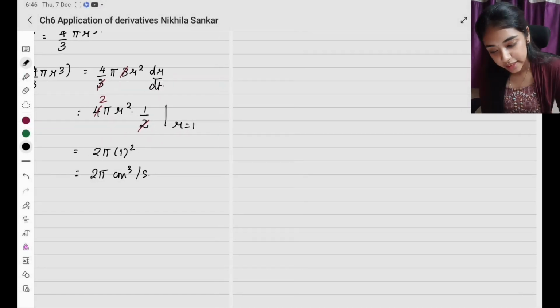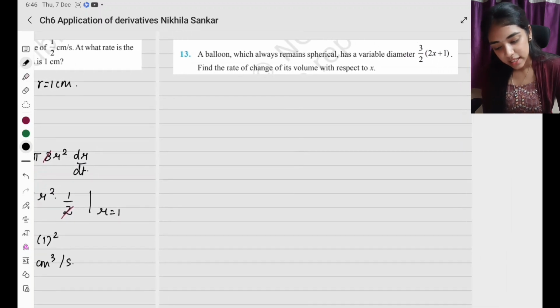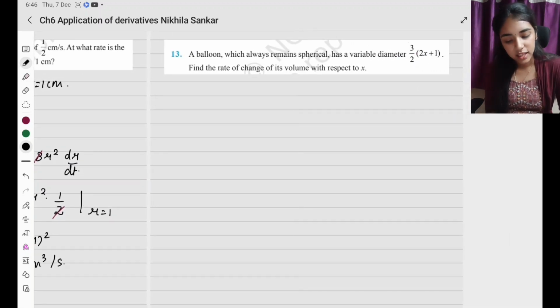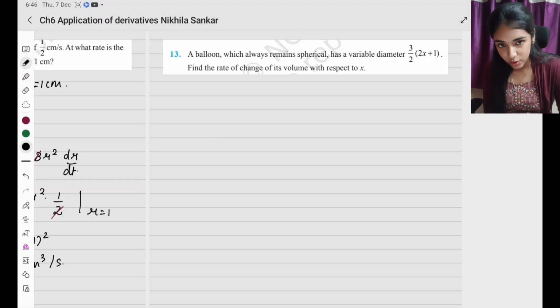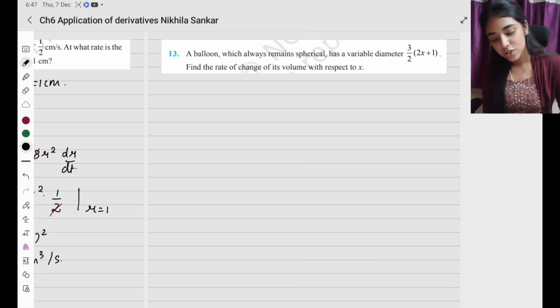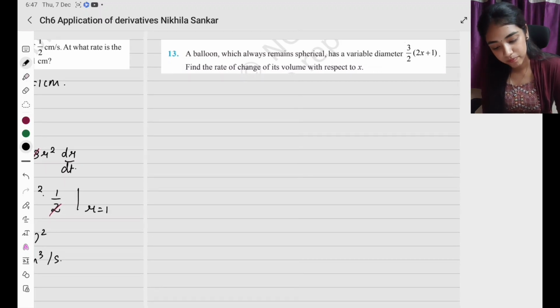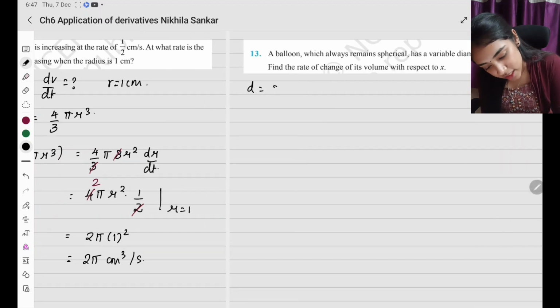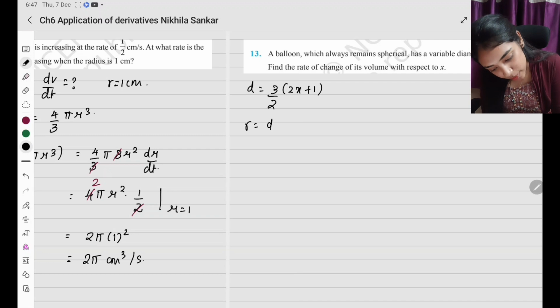Question number 13. A balloon which always remains spherical has a variable diameter. Okay, the diameter is given, so you need to find the radius first, because in the volume of a sphere we have the radius. The diameter is given to be 3/2 times 2x plus 1. So the radius is going to be diameter by 2, which is 3/4 times 2x plus 1.